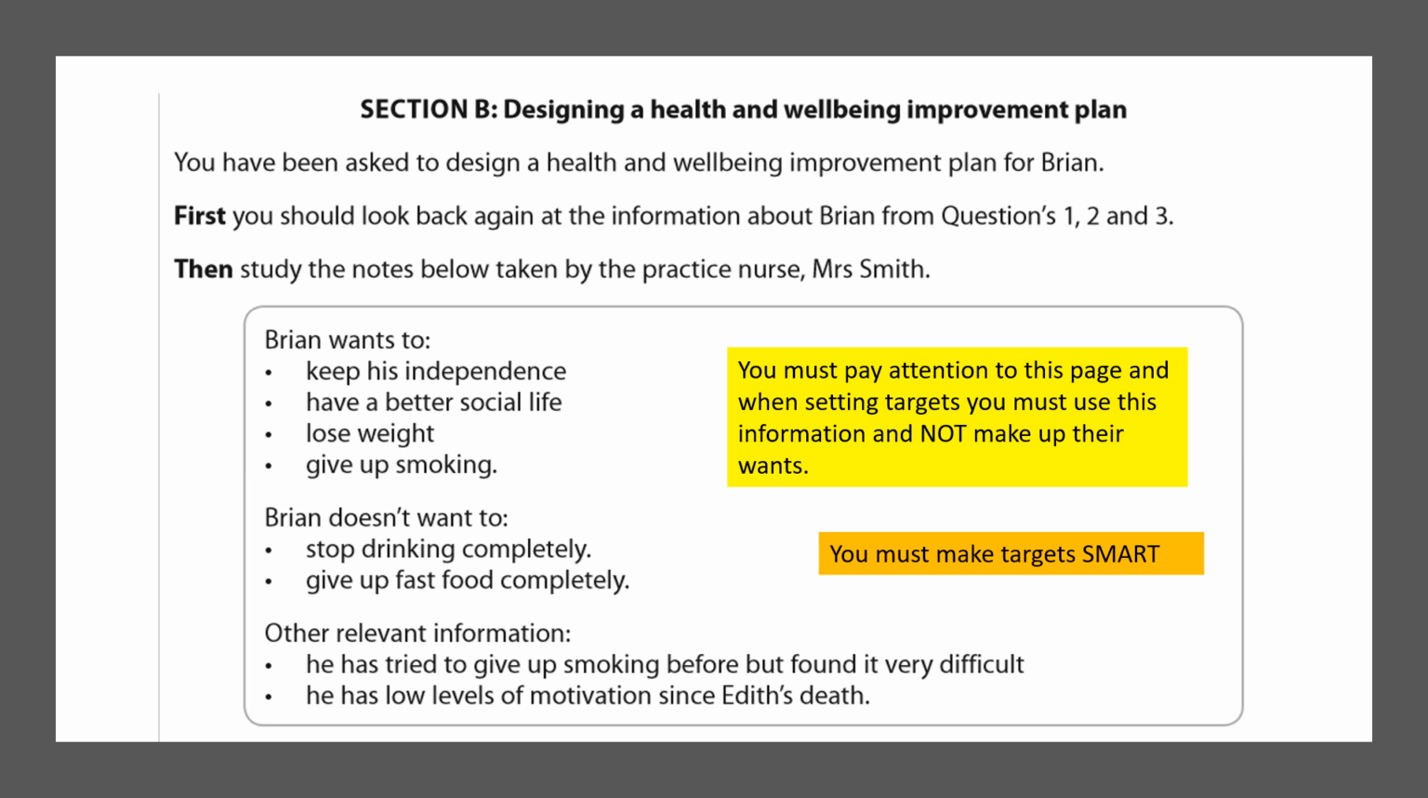You really must pay attention to this page when you are setting targets. You can't make up any of his wants. You can't say he doesn't want to go and meet new people if he does. You have to use the information that's provided to you, and you must make any targets you go on from here SMART. So it's really important that you go back and revise SMART targets, so that they are specific, measurable, achievable, realistic, and have a time scale.